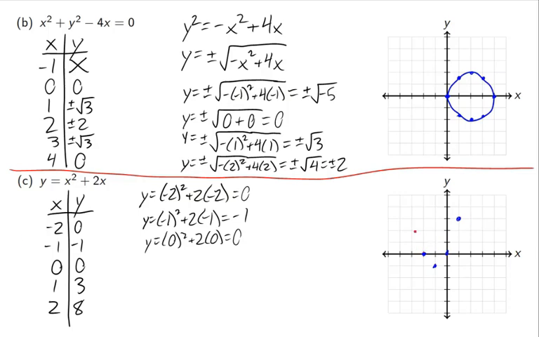It might benefit me to see a value for negative 3, though. Just kind of figuring out what's going on here. So let's do negative 3. Negative 3 squared plus 2 times negative 3. That's 9 minus 6, which is 3. So negative 3, 3 is on the graph.